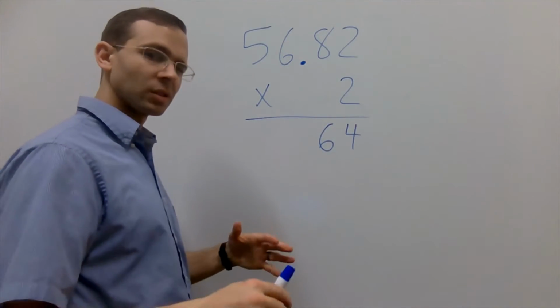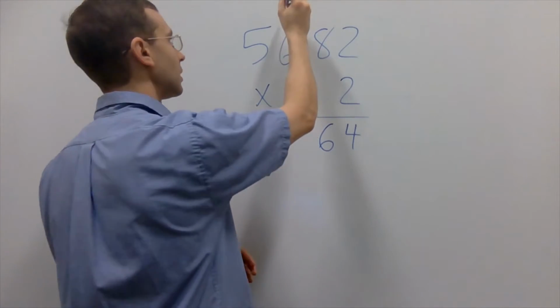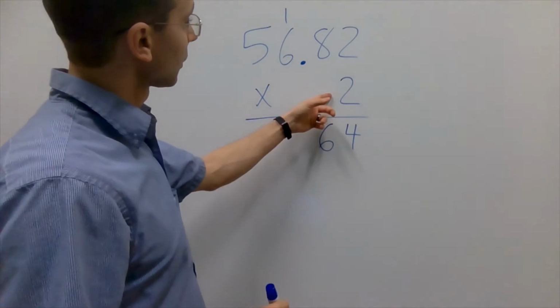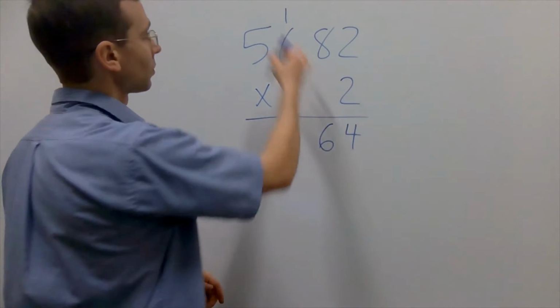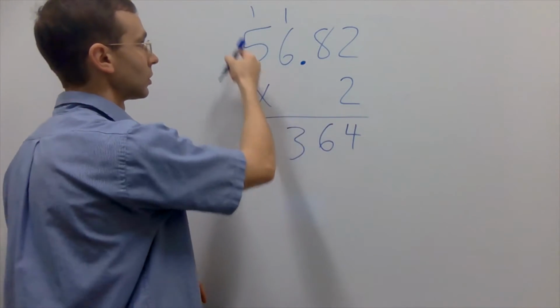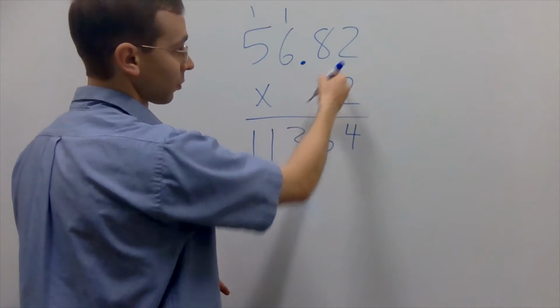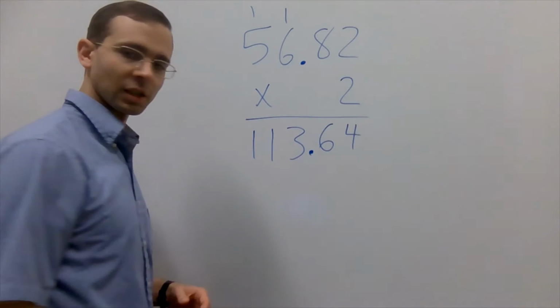As before with the addition, we've got to carry anything that goes over 9, over 10, I suppose. 2 times 6 is 12, plus the 1 is 13. Carry the 1, 2 times 5 is 10, plus 1 is 11. And as I said before, 2 decimal places, our decimal lands there.